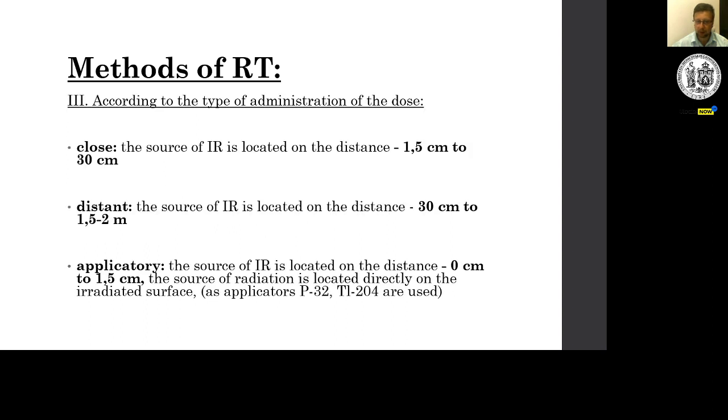The third is according to the type of administration of the dose. The close type of radiation, the source of ionizing radiation is located at a distance from 1.5 to 30 centimeters. Distant type if the source of ionizing radiation is located at a distance from 30 centimeters to 1.5 meters, and applicatory type if the source of ionizing radiation is located at a distance from 0 to 1.5 centimeters. The source of radiation is located directly on the irradiated surface, for instance, application of radioactive phosphor, thallium, and so on.